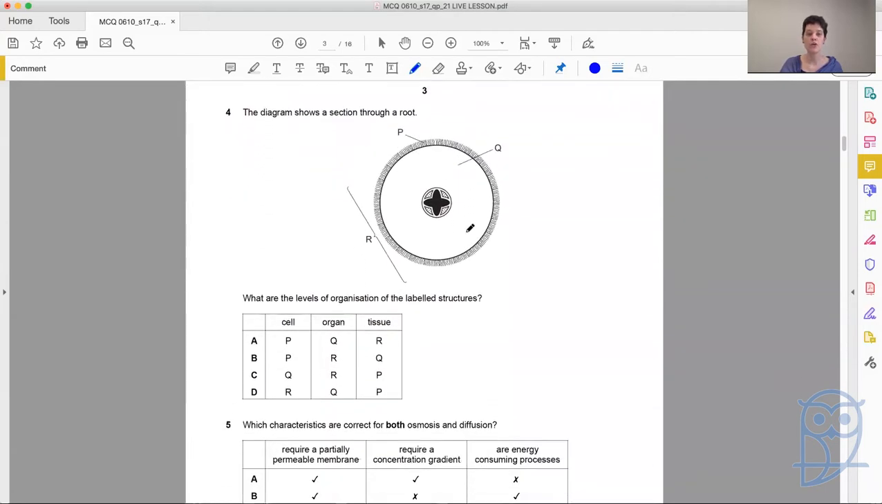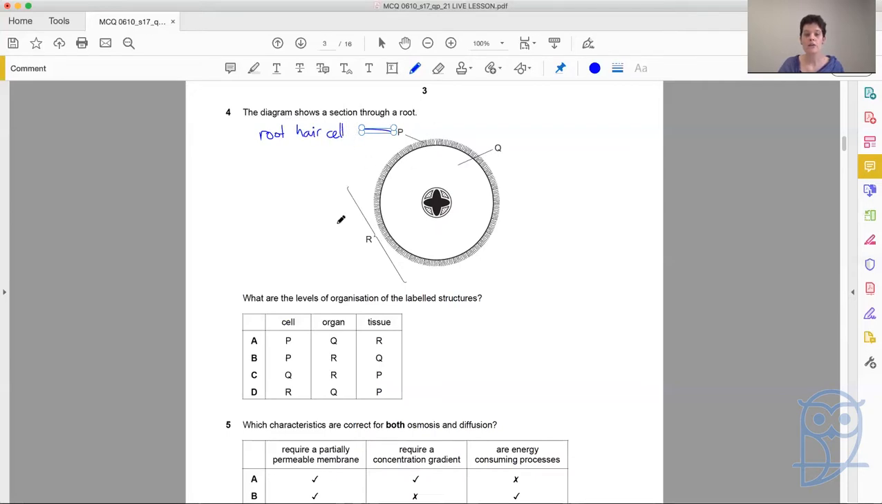For question 4, we're moving on to tissues, away from just a single cell. We have a diagram that shows a section through a root, and we are labeled P and Q and R. So now we have to figure out what the levels of organization of the labeled structures P, Q, and R are. So if we think about it nicely, we're looking at a root. What are the fluffy things on the outside of a root? Those are root hair cells. So P here is our root hair cells.